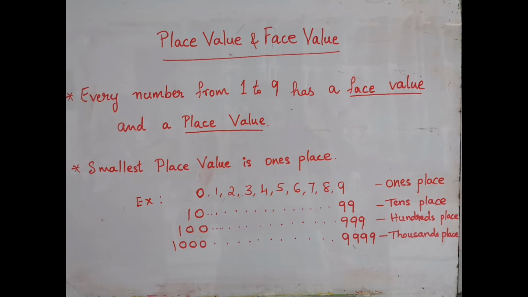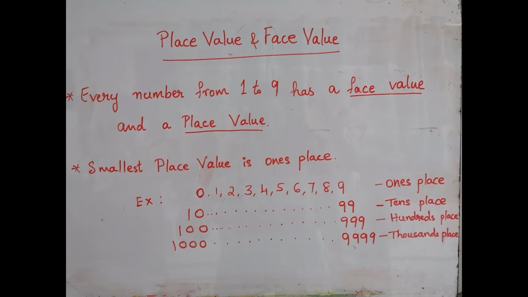Place value and face value. Every number from 1 to 9 has a face value and place value. Here, the smallest place value is the ones place. In the example, you can see 0 to 9 is the ones place. Once 1 is added to 9, it becomes 10, so it moves to the tens place. Here 10 to 99 is the tens place. So 10 is the smallest two digit number and 99 is the greatest two digit number.